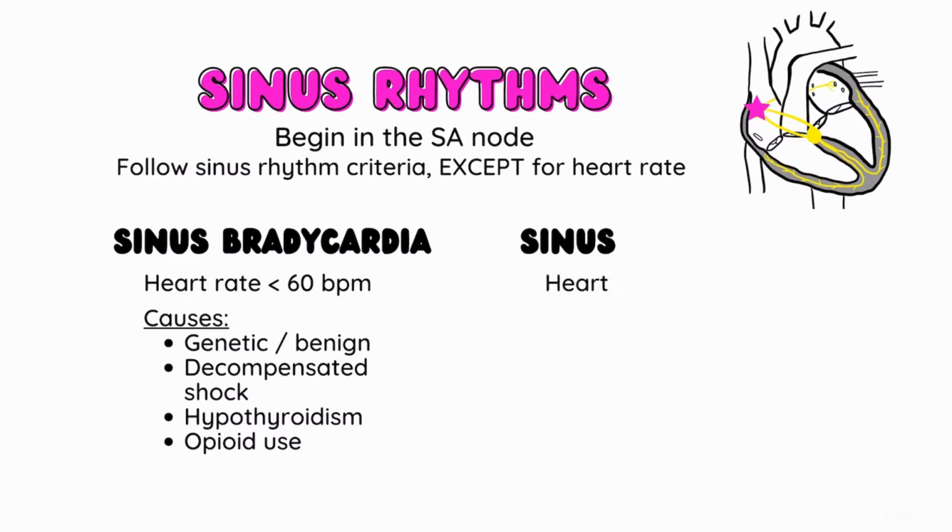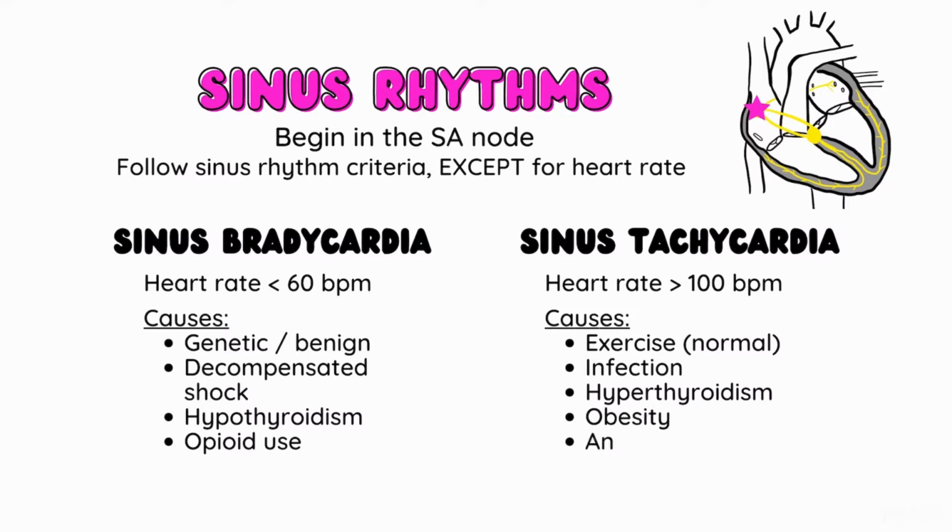Sinus tachycardia reflects sinus rhythm with a heart rate greater than 100 beats per minute. While tachycardia in the setting of exercise is normal, tachycardia at baseline generally reflects an underlying pathology, such as an infection, hyperthyroidism, obesity, anemia, heart failure, or anxiety. The best management approach to sinus bradycardia and tachycardia is to treat the underlying disease.